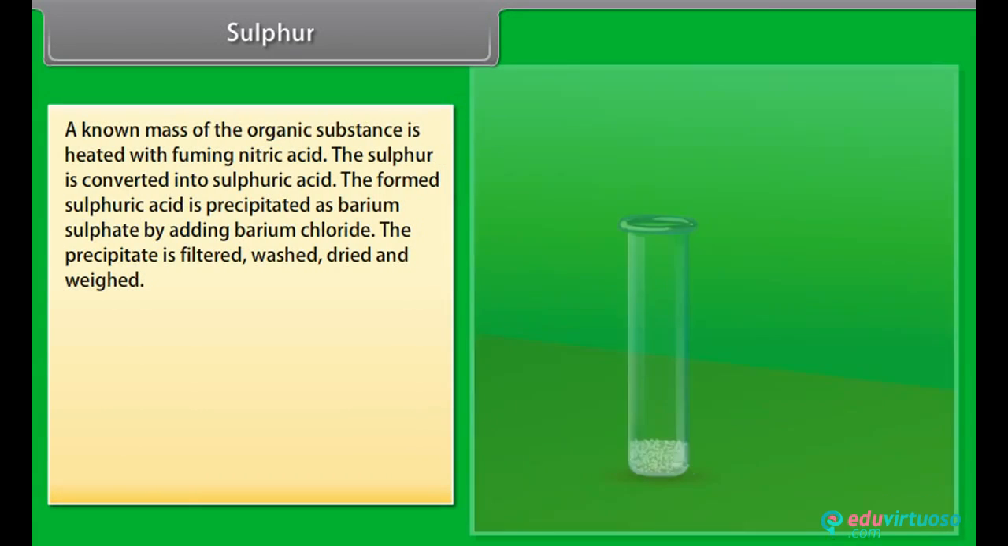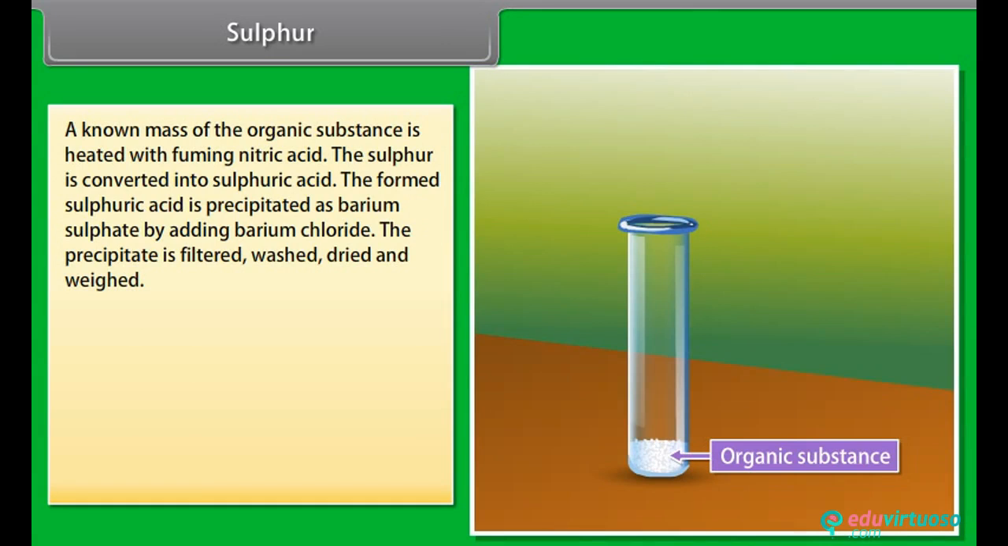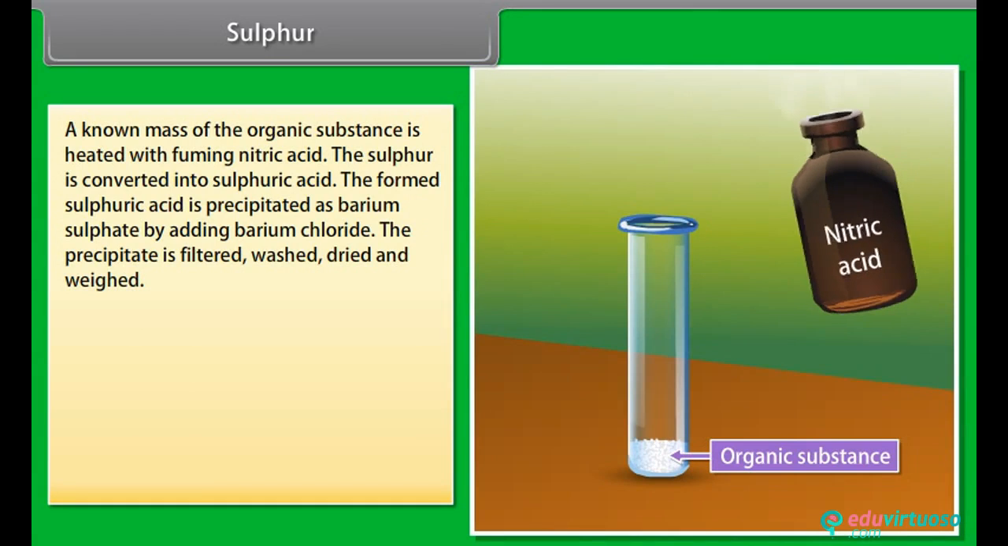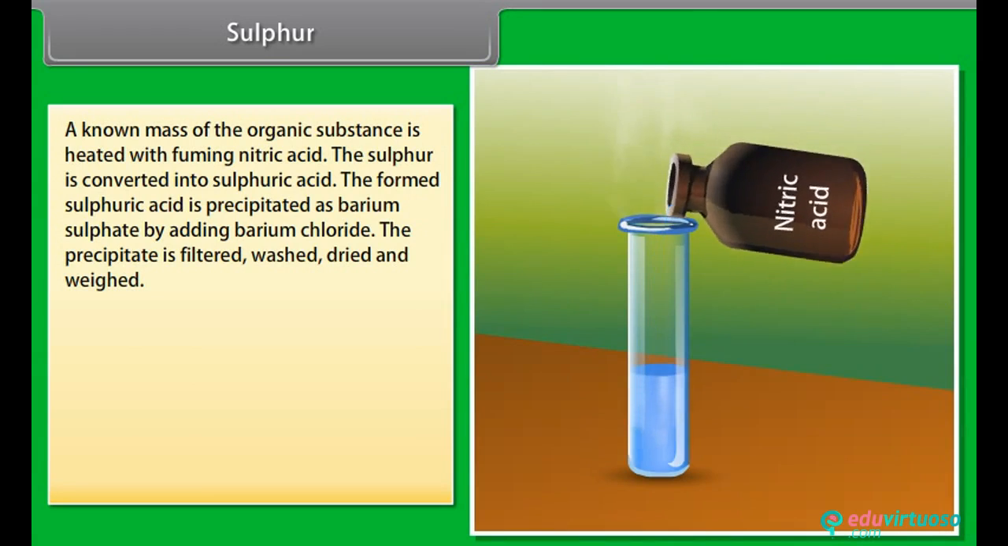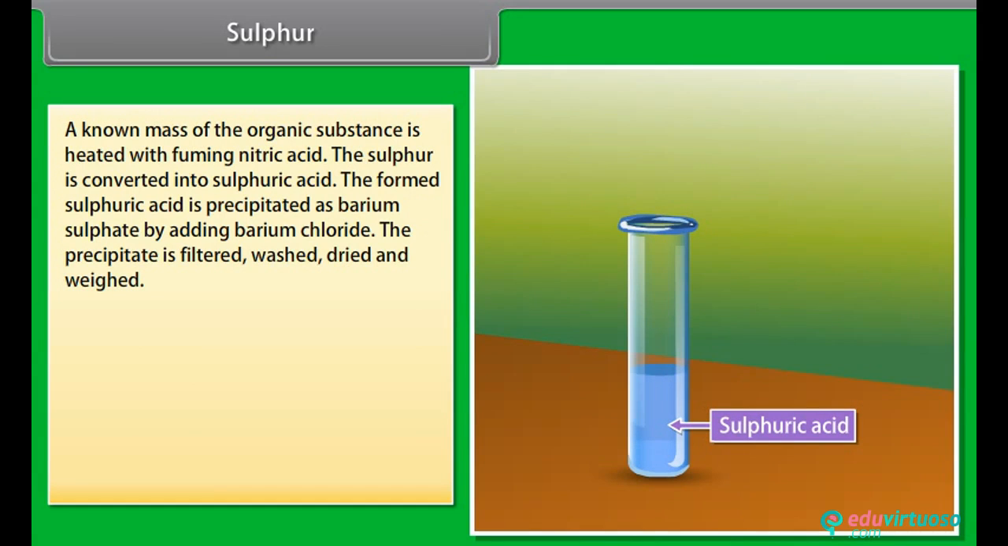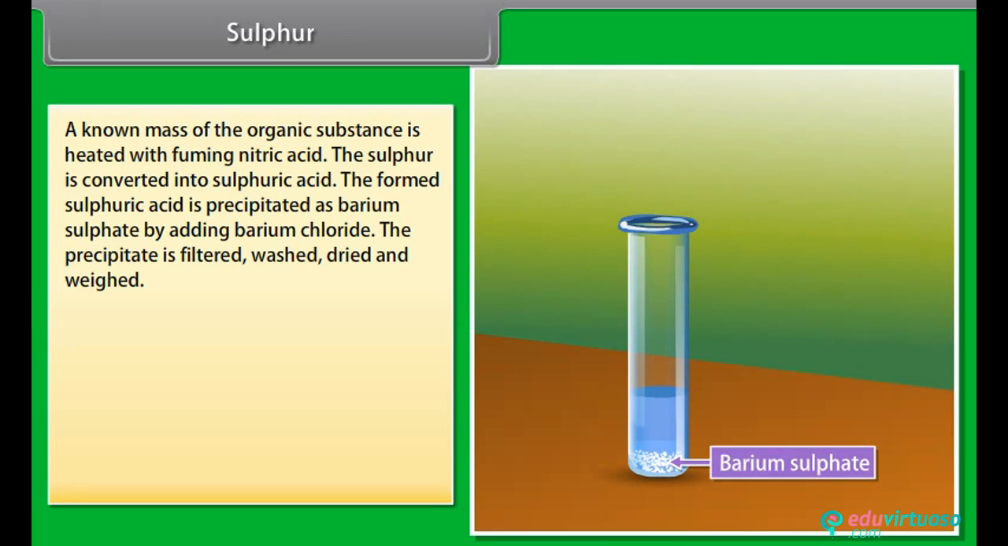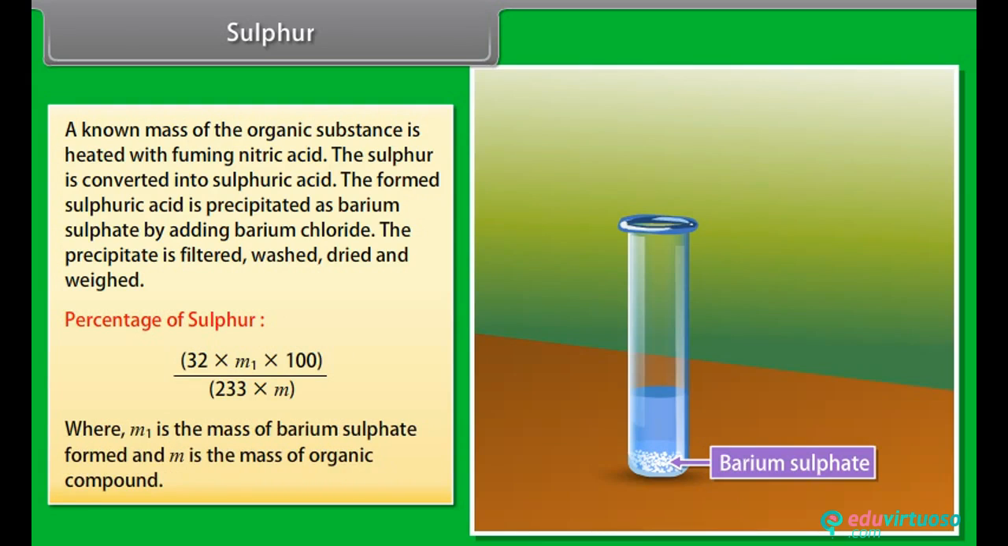Sulfur. A known mass of the organic substance is heated with fuming nitric acid. The sulfur is converted into sulfuric acid. The formed sulfuric acid is precipitated as barium sulfate by adding barium chloride. The precipitate is filtered, washed, dried and weighed. Percentage of sulfur: 32 × M1 × 100 / (233 × M), where M1 is the mass of barium sulfate formed and M is the mass of organic compound.